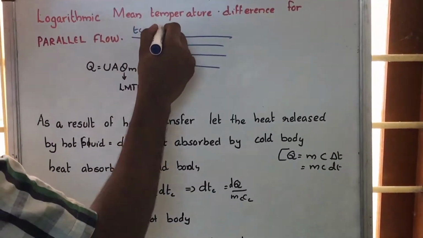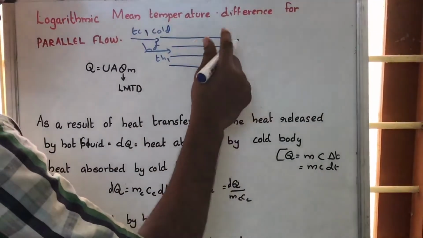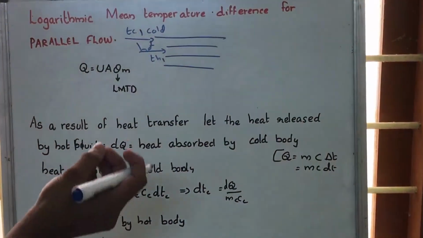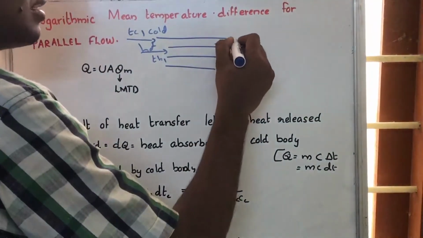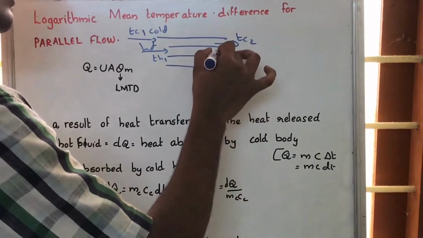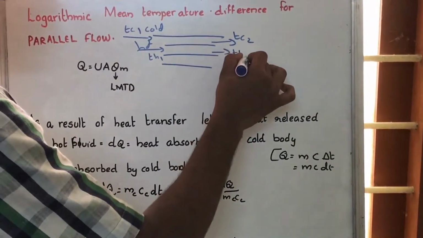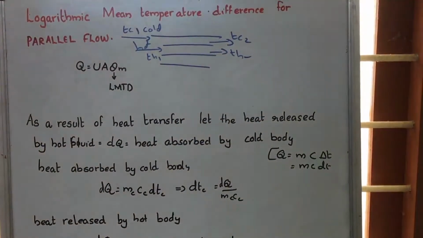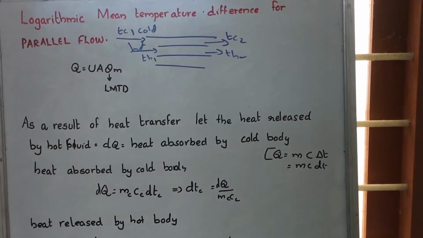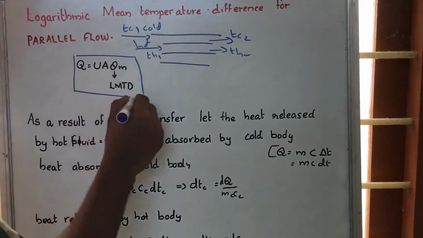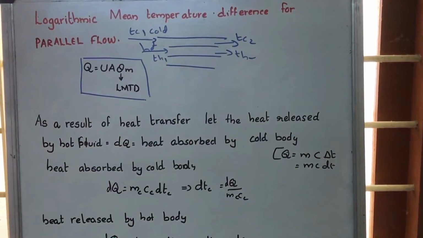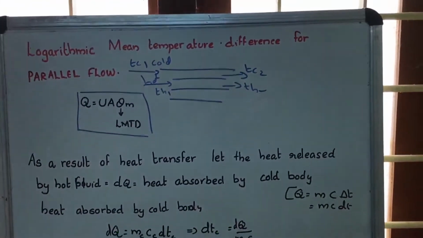This is cold one. So what happens is, when it reaches the other side, a part of heat from the hot fluid will be absorbed by the cold fluid, such that the temperature of the cold fluid changes to TC2 and of hot fluid changes to TH2. So one of the equations to be remembered is, Q is the heat absorbed. It is equal to UA theta m.